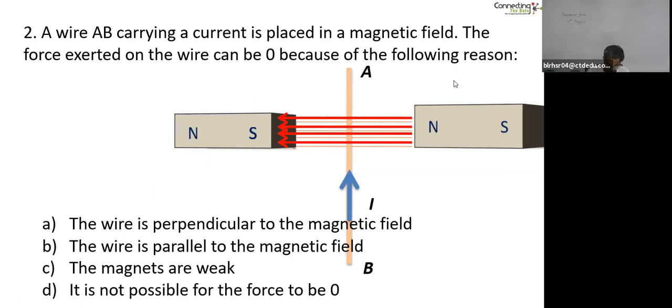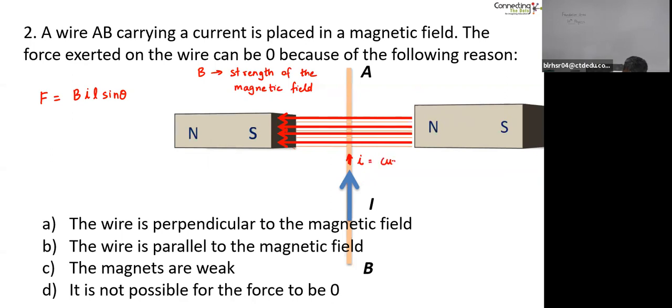Now, if you recall the formula which is used to write the magnitude of the force experienced by a straight current carrying conductor in an external magnetic field, it is B I L sine theta. So B is the strength of the magnetic field, I is the current in the conductor, L is the length of the conductor which happens to be in the magnetic field, and theta is the angle between the magnetic field and the conductor.